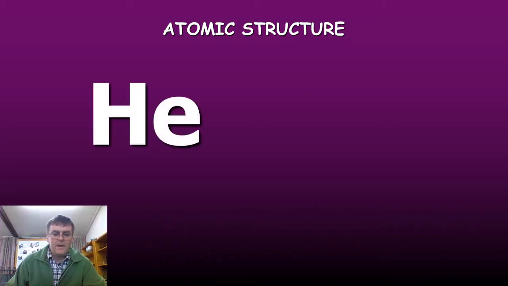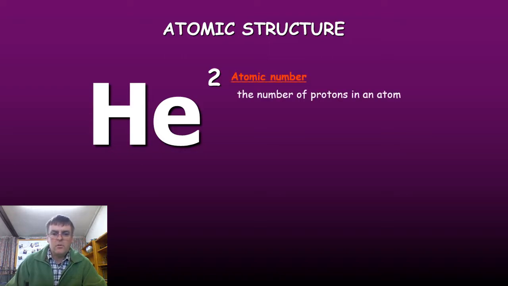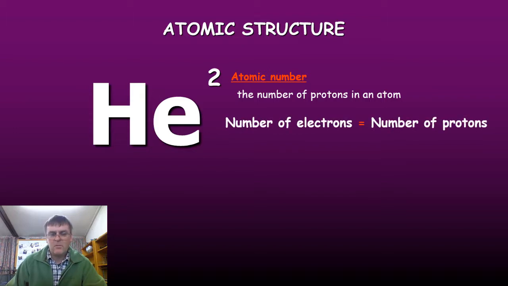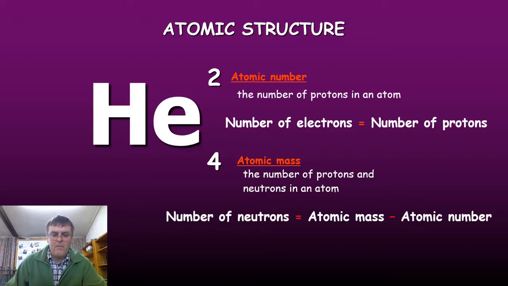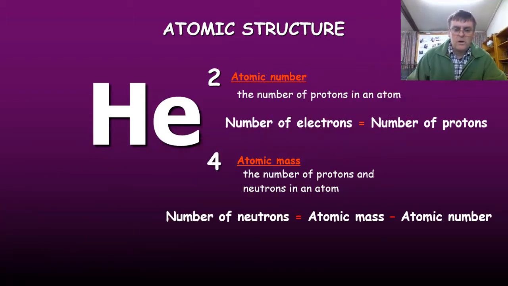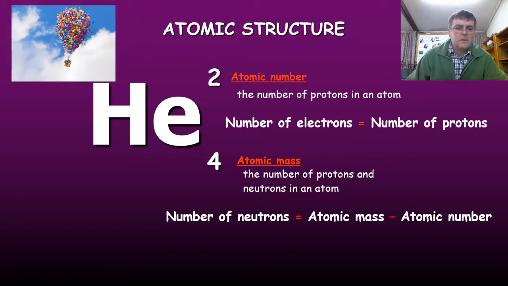Okay. Helium. Let's try this out. It's got 2 there, which is its atomic number, so it has 2 protons. Number of protons equals number of electrons, so it must have 2 electrons as well. 4 is its mass number, so that's the number of protons and neutrons in it. Number of neutrons equals the atomic mass minus atomic number, so 4 minus 2 equals 2, therefore helium has 2 neutrons.